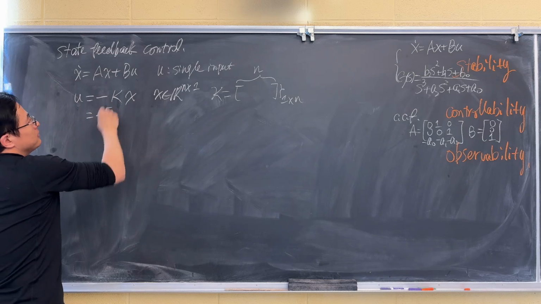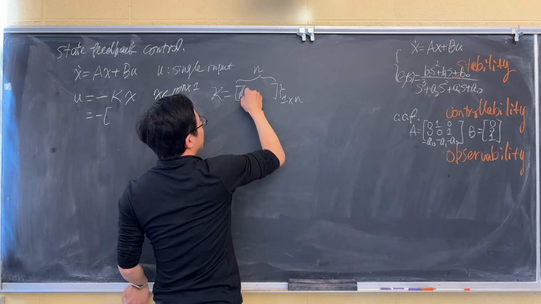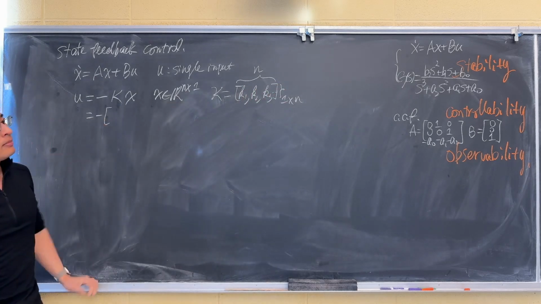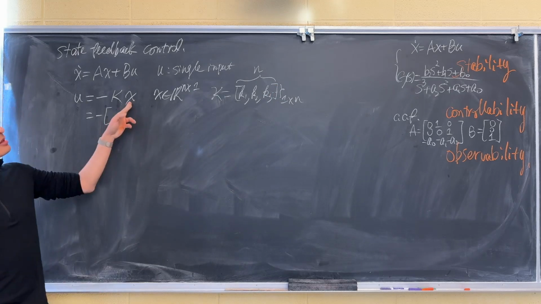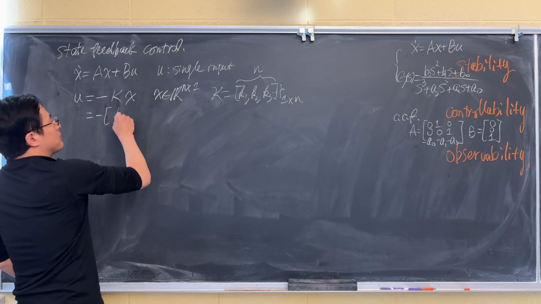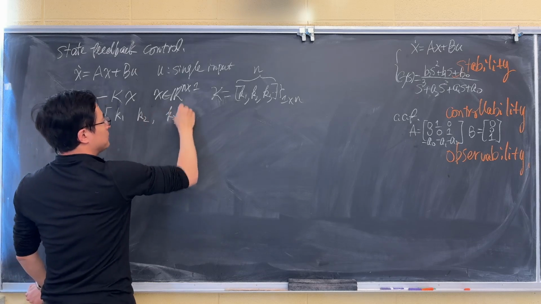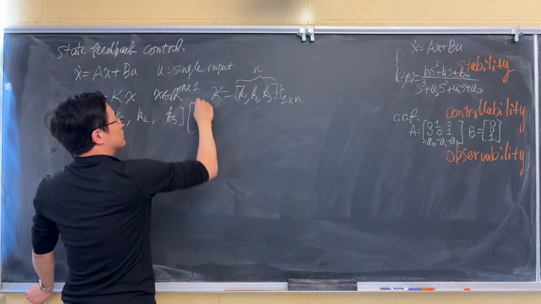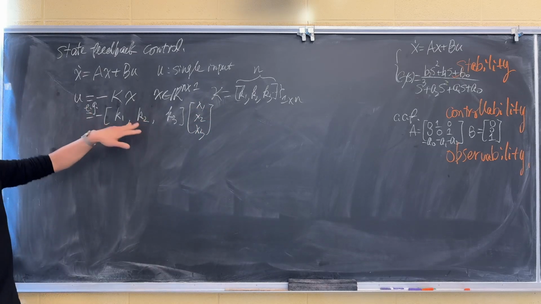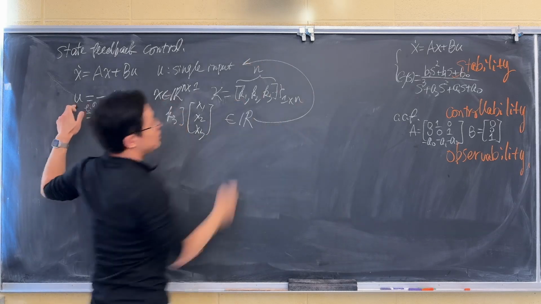More specifically, if K is 1 by n, let's say its numerical values are k1, k2, and k3. If you have 3 states, then I have 3 coefficients for the K matrix. So as an example, I get k1, k2, k3. You can see the dimensions match. After this multiplication, u must be a scalar. So it's indeed single input.